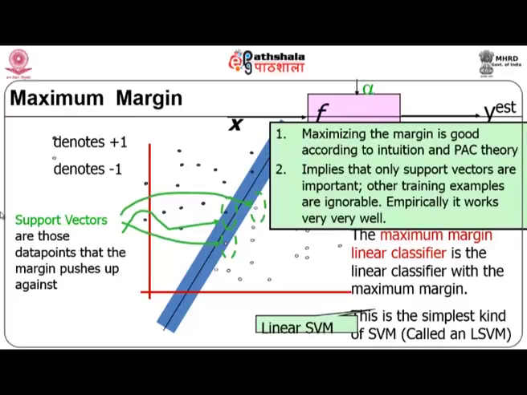So, again to repeat, maximizing the margin: our job is to keep increasing the margin till it touches the data point. Maximizing the margin is good both according to intuition and according to the PAC theory, probably approximately correct theory, which implies that only support vectors are important. Now, what is the importance of this? We are not bothered about all the data points that lie all across the feature space. We are only bothered about those data points that push against the margin, the so-called support vectors.